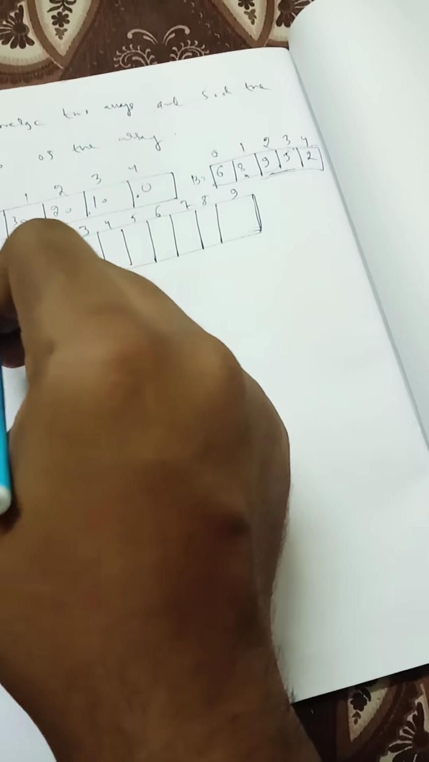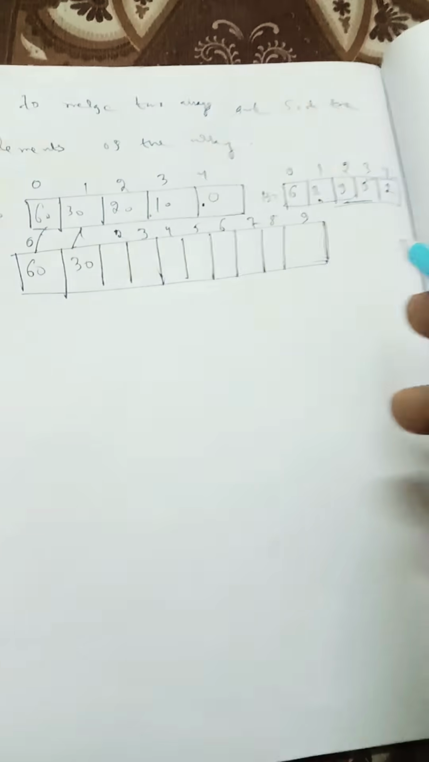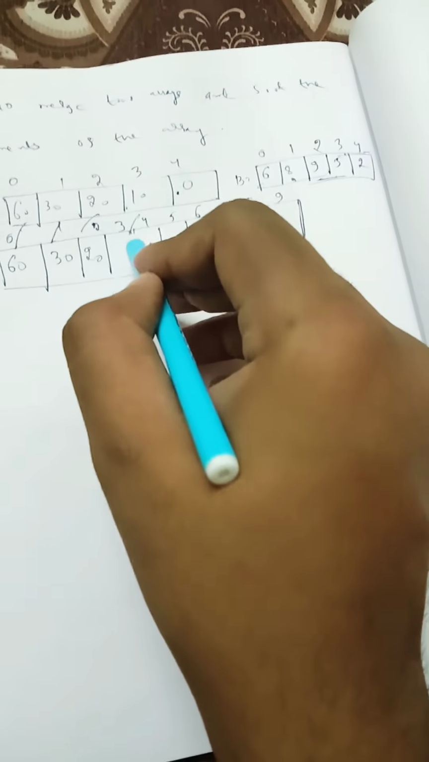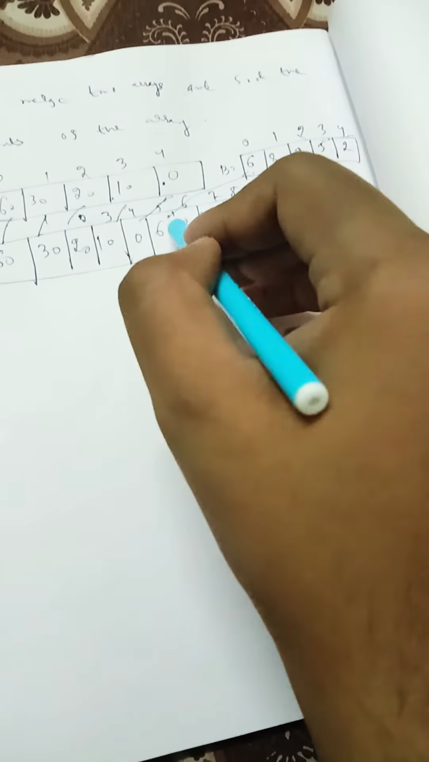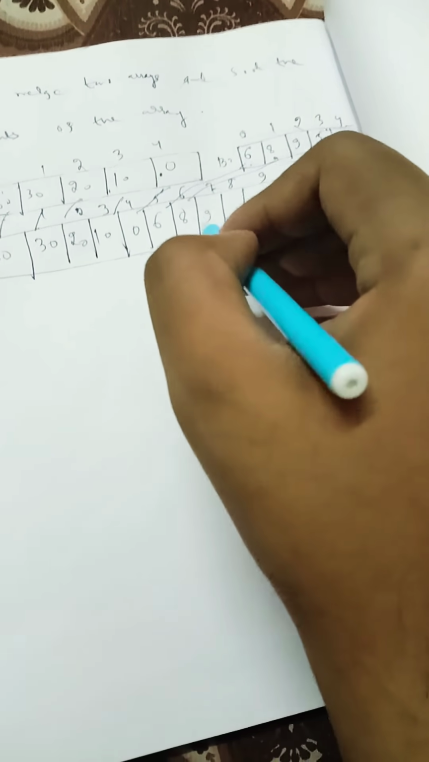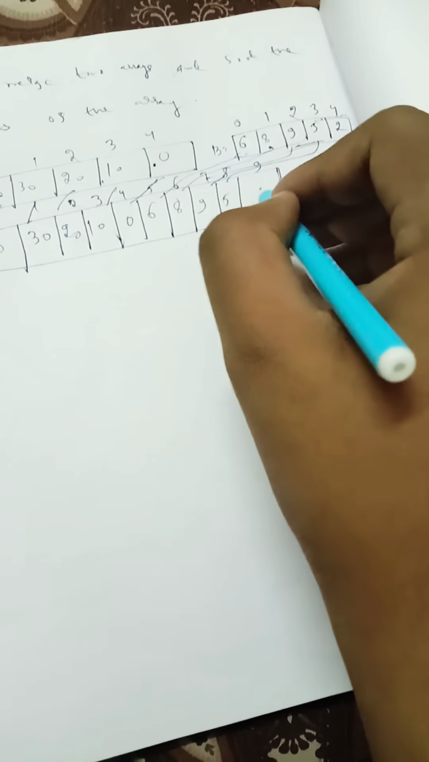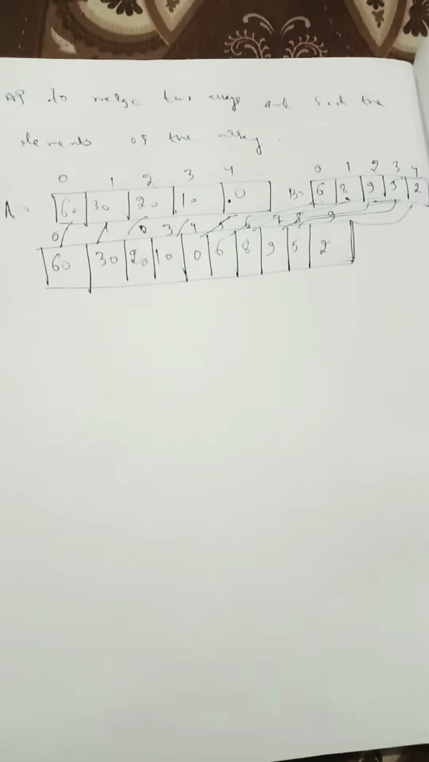So suppose this is array k. From 0 to 4 it will take the values from here: 60, 30, 20, 10, 0. And from 0 to 4 we are going to take the values 6, 8, 9, 5 and 2 from here. So like this, it will take all the values of a and b into the array k.